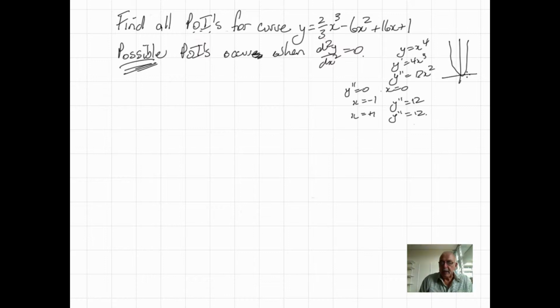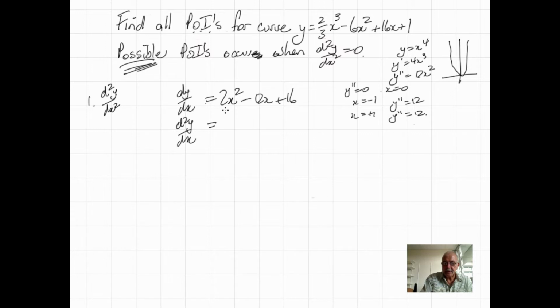So what we need to do here is firstly find the second derivative. Just like finding turning points, the first step was to find dy dx. For POIs, our first step is to find d2y dx2. So dy dx first, first things first. The derivative of that will be 2x squared minus 12x plus 16, and d2y dx2 will be the derivative of this, and we get 4x minus 12.